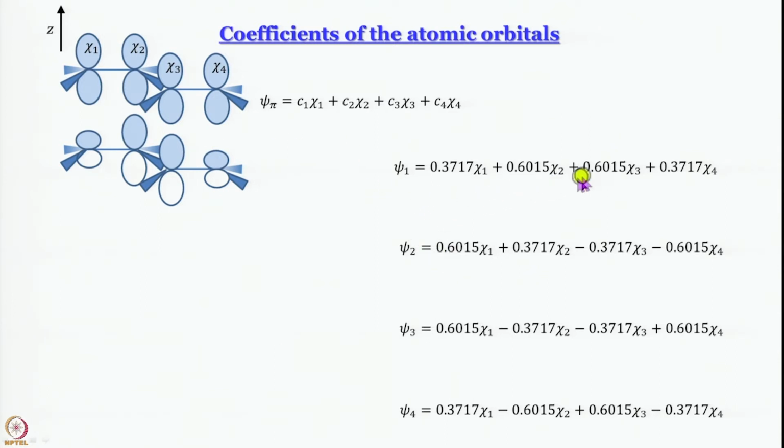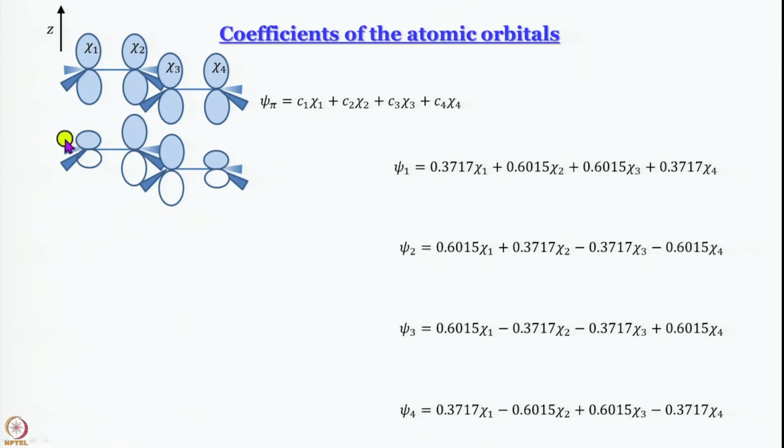0.3717 is a smaller number than 0.6015, that is why chi 1 looks small here, chi 2 looks bigger, and coefficients of chi 2 and chi 3 are same. So, they are of the same height. Coefficient of chi 4 is the same as chi 1. So, chi 1 and chi 4 are of the same height, but smaller than chi 2 and chi 3. Okay. What will happen if I want to draw a similar diagram?